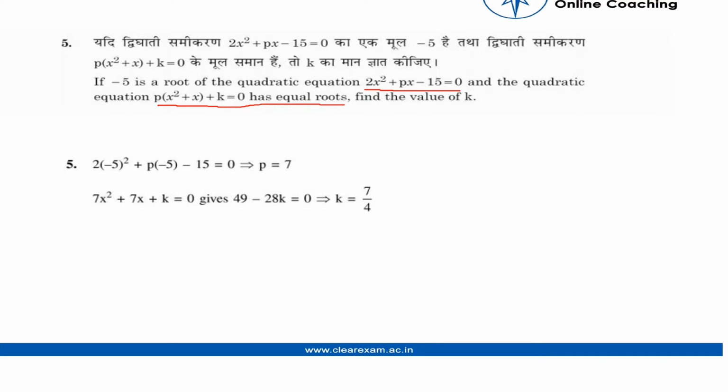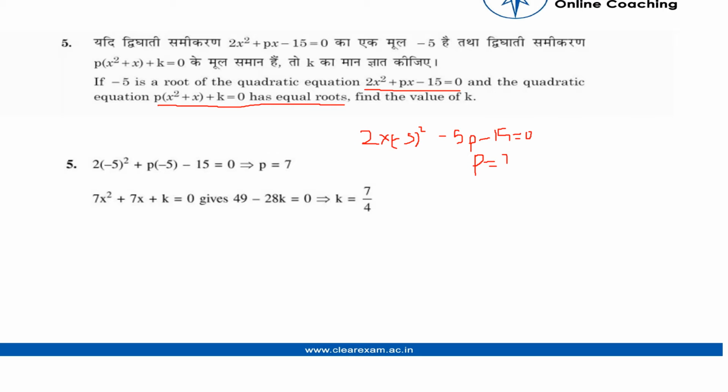So we will first find out the value of p from this equation. Since minus 5 is the root of this equation, we can just put minus 5 in the place of x in this equation. Minus 5p minus 15 equals to 0. On solving this equation, we will get the value of p equals to 7.